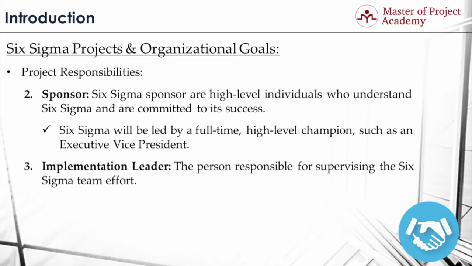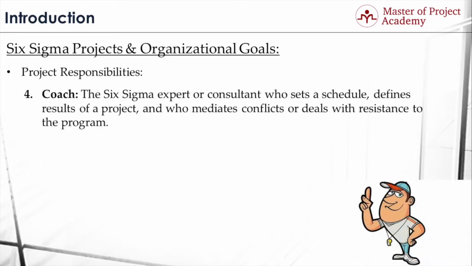responsibilities. 3. Implementation leader. The person responsible for supervising the Six Sigma team effort, who supports the Leadership Council by ensuring that the work of the team is completed in the desired manner. Implementation leader ensures success of the implementation plan and solves problems as they arise, organizes training as needed, and assists sponsors in motivating the team.